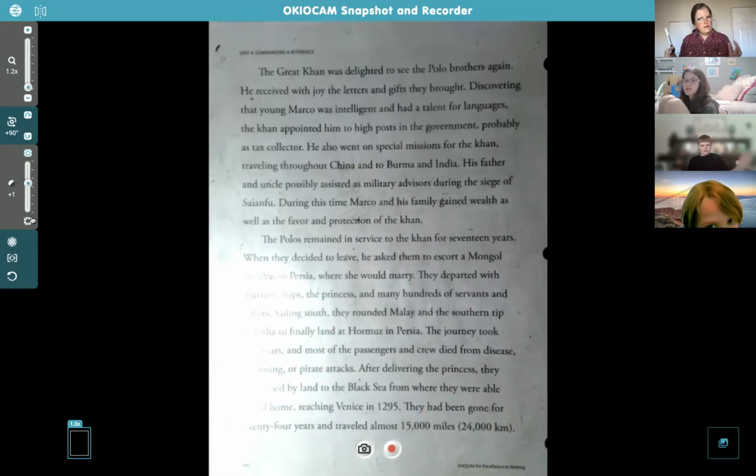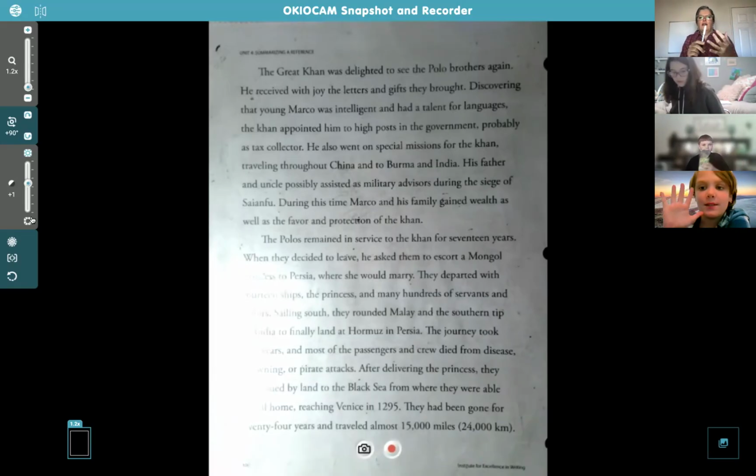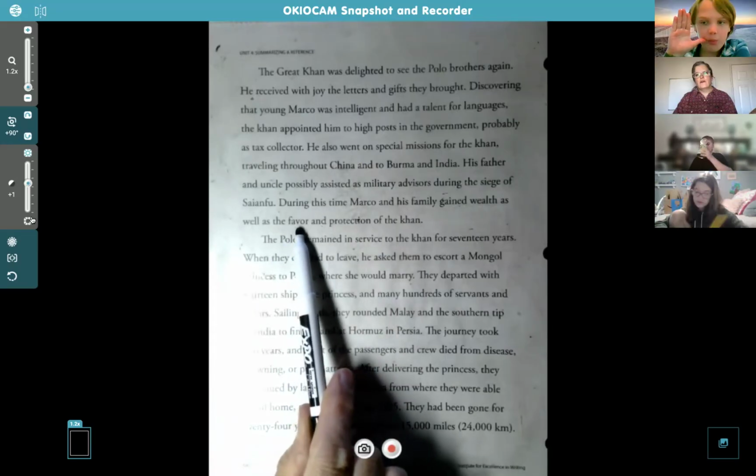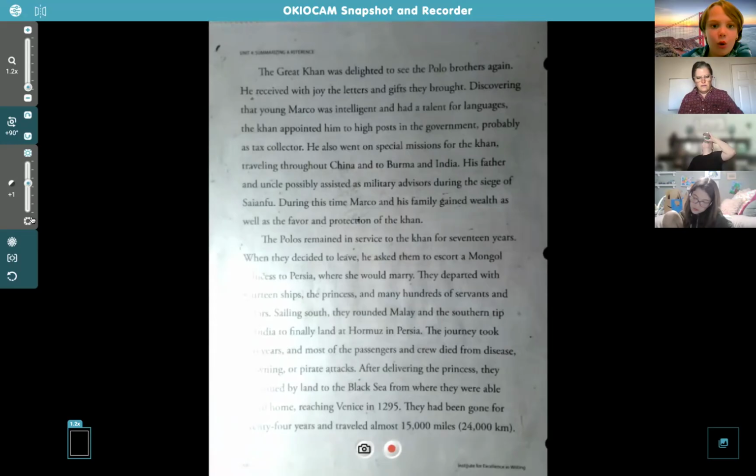Okay, so some things are happening here. They all got jobs. Marco's in charge of the money, and then his dad and his uncle are working for the military now. And do you guys know what that word favor means? Favor? Declan? Favor means like not loving someone, but like loving what they do.